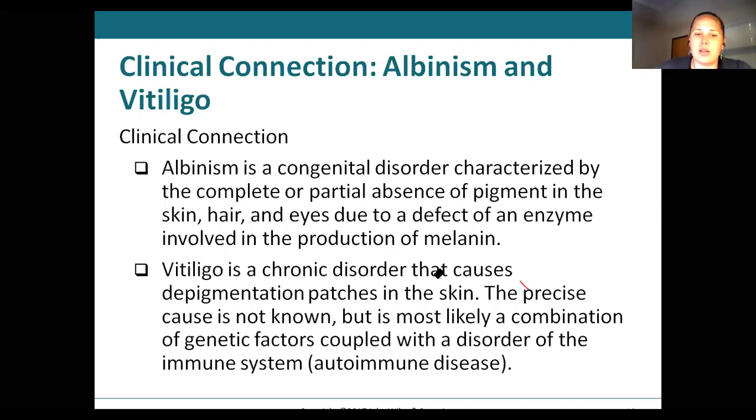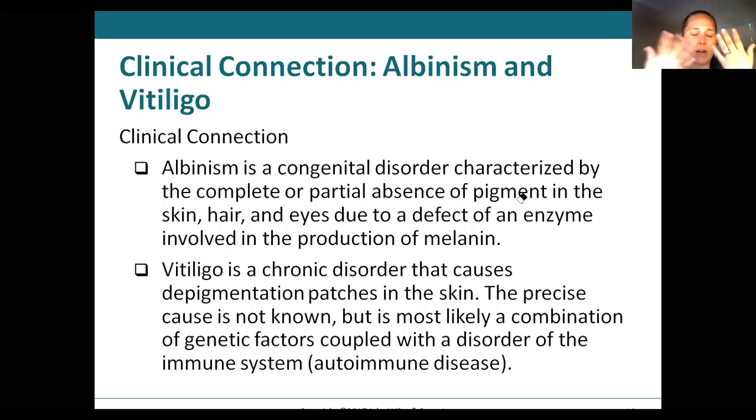Vitiligo is a chronic disorder that causes depigmentation in patches of skin, and so there are individuals who maybe have a darker melanin-producing type of cell who will have lighter patches where there are just areas of their skin that are no longer producing melanin. And in terms of that particular disease, the cause isn't known. There is some hypothesis that it's genetic and that there might be some role of the immune system. It could possibly be an autoimmune disorder.